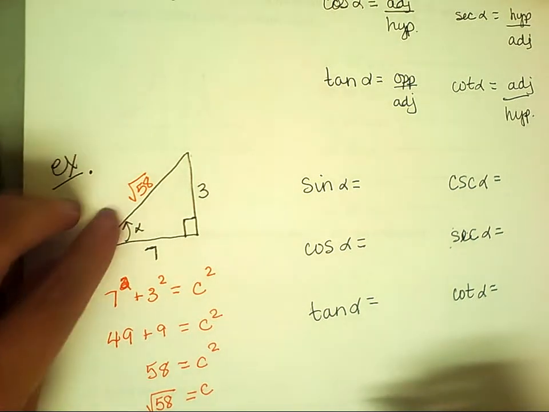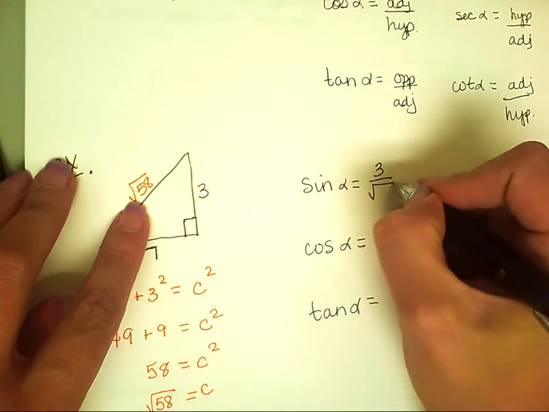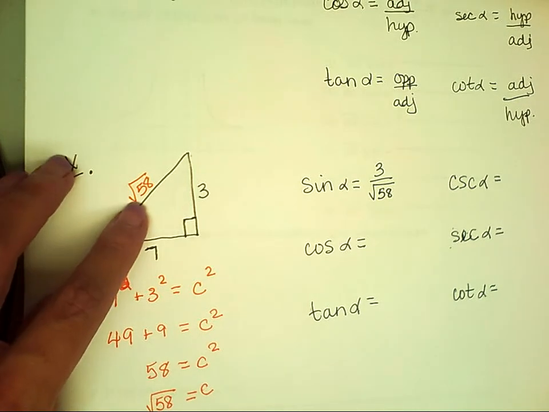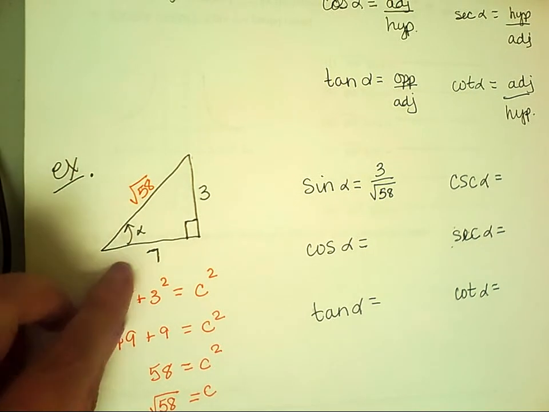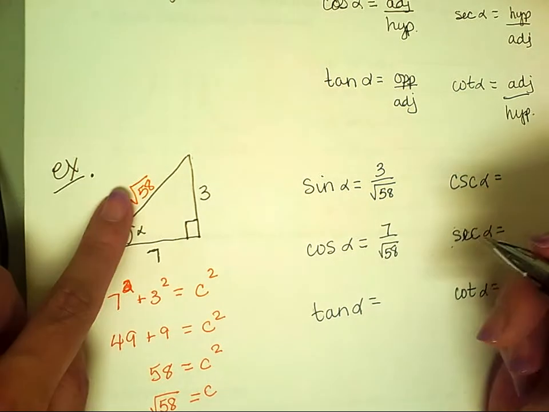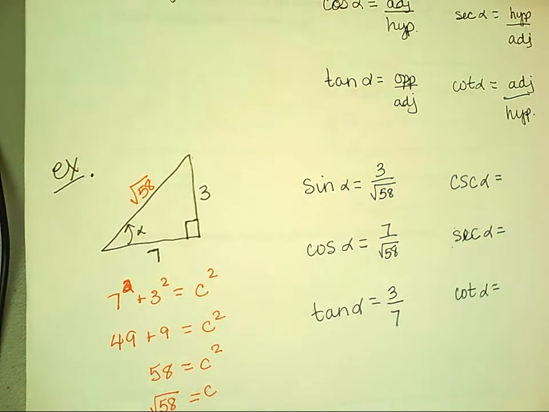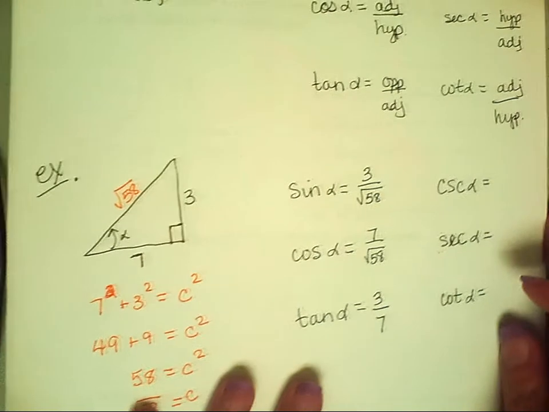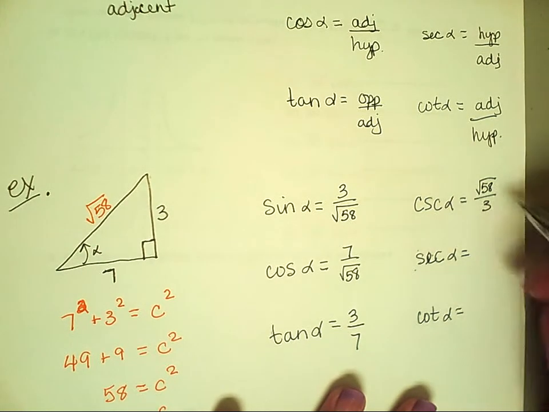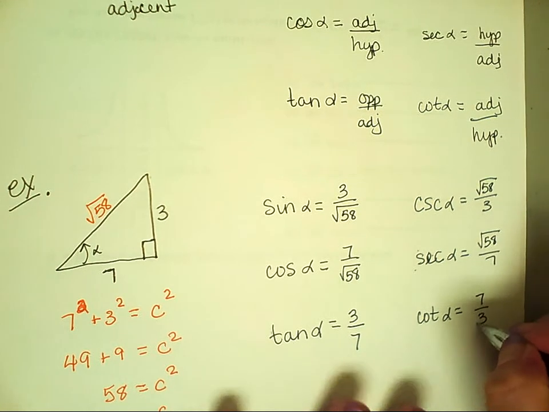Alright. So from there, we can just read, well, the sine is the opposite, 3, over the hypotenuse, the square root of 58. And we can rationalize these, but we don't need to right now. Okay. So the cosine is the adjacent, 7 over the square root of 58, and the tangent is the opposite over the adjacent. Now for the reciprocals, we can just flip them. So this is square root of 58 over 3, this is square root of 58 over 7, and the cotangent is 7/3.